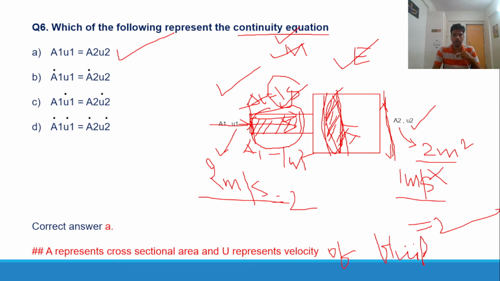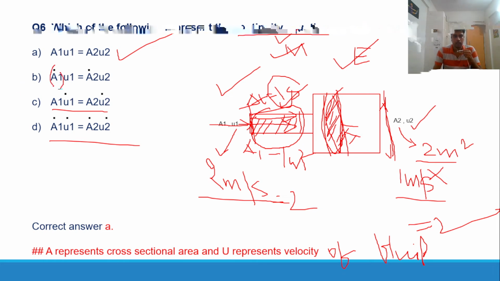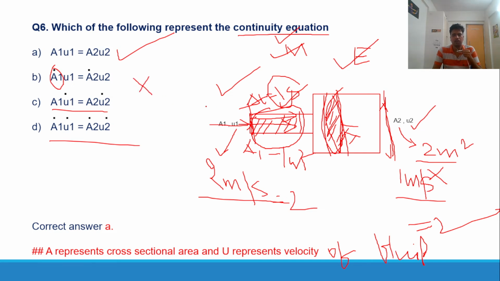Now the other options: A dot into U1, A dot into U2. What are these dots? When we put a dot here, it represents a flow rate, a rate. So when we put a dot on the area, it represents rate of change of area. So the continuity equation is not related with rate of change of area. We put a dot on velocity, rate of change of velocity. What is rate of change of velocity? Acceleration. So this is also wrong. It has nothing to do with acceleration, it has to do with area and velocity.